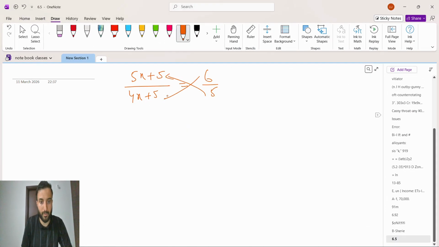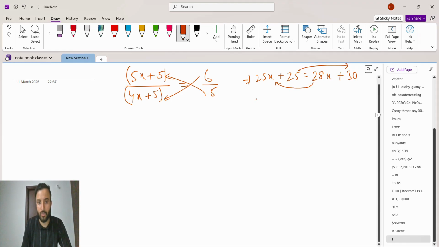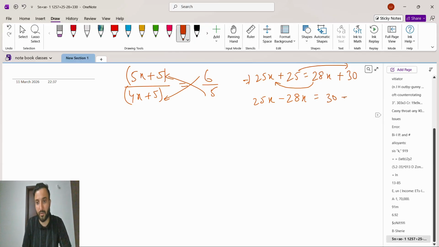Now we'll do the cross multiplication. See here. 5 5s are 25x plus 5 5s are 25 equals 6 4s are 28x plus 6 5s are 30. So x I will bring to one side, constants to the other side. So this is 25x, this is plus 28x. When it goes to that side, it becomes minus 28x equals, this is already 30. When plus 25 goes to that side, it becomes minus 25. So 25x minus 28x is minus 3x.